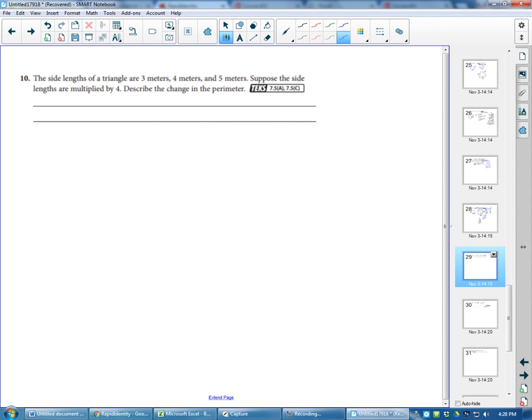Alright, side lengths of a triangle are 3, 4, 5. 8th graders could probably tell us if the triangle is 3, 4, 5, what kind of triangle is it? It's a right triangle. You were gonna wait till high school.